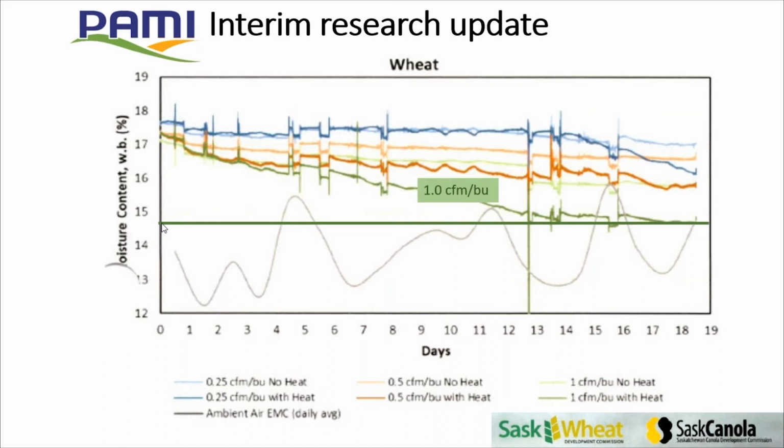So generally, very generally speaking, you double the airflow and you double the water removal rate. So airflow is critical. You also see here this 1 CFM per bushel, which is our guideline, and that guideline was generated from PAMI and from their recommendations. It is a really solid, I think, benchmark for when you are doing your in-bin drying.